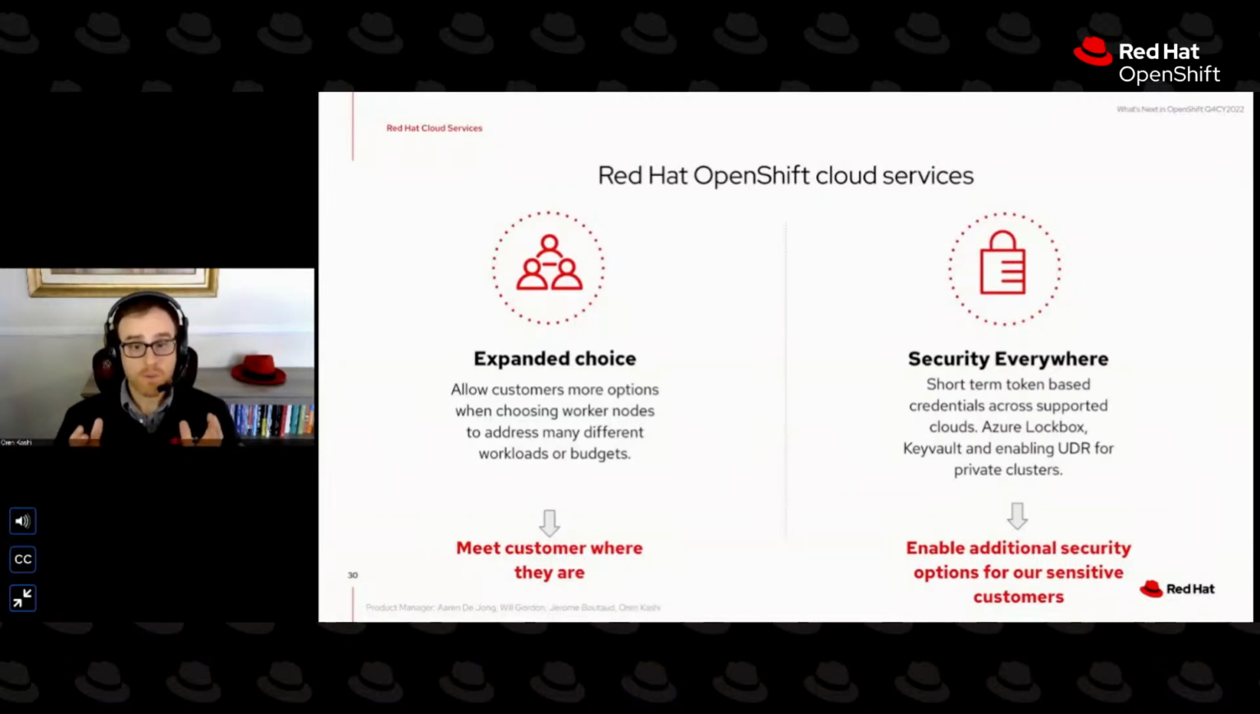And lastly, we're also working on enabling UDR for ARO, or user-defined routing, for public clusters, also known as public IP removal. So if you are going to be deploying a private cluster, you will no longer need a public IP for egress. You'll be able to utilize UDR for that, and therefore increase the security of your clusters.